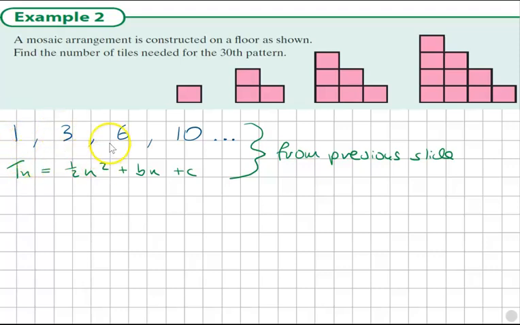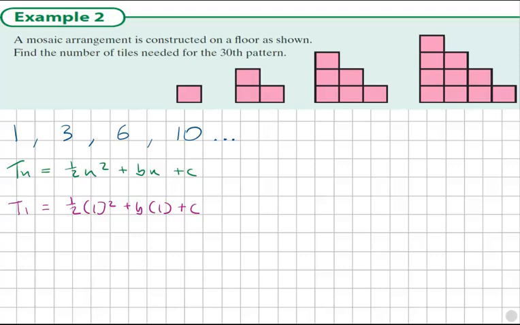So we have 1, 3, 6, and 10. And Tn is equal to a half n squared plus bn plus c. So this is from the previous slide. So T1 is equal to a half times 1 squared plus b times 1 plus c. So we're replacing both of the n's with 1. And we know that T1, or term 1, is 1. So the first term is 1. So we have 1 equals a half plus b plus c.